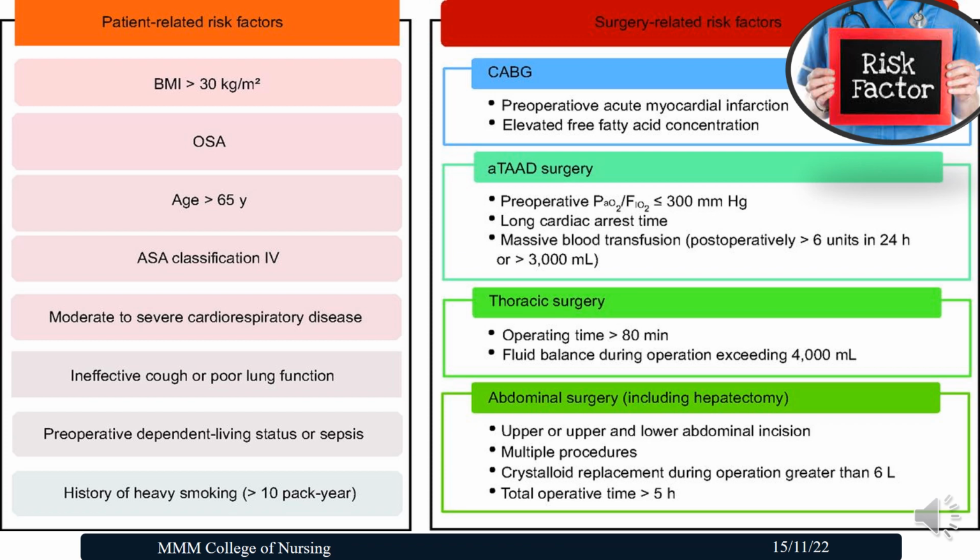In case of thoracic surgery, if the operating time is more than 80 minutes or the fluid balance during the operation exceeds 4000 ml, they are prone to develop postoperative hypoxia. Coming to abdominal surgery, including hepatectomy, if an upper or both upper and lower abdominal incision is made, or multiple procedures in a single incision, or crystalloid replacement during operation is greater than 6 liters, or total operative time is more than 5 hours, all these categories can lead to postoperative hypoxia.